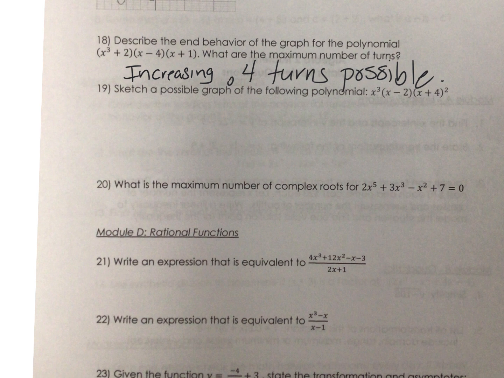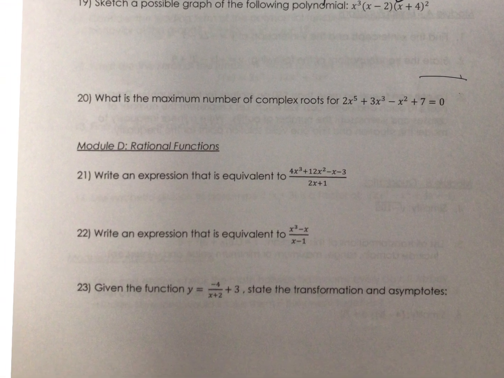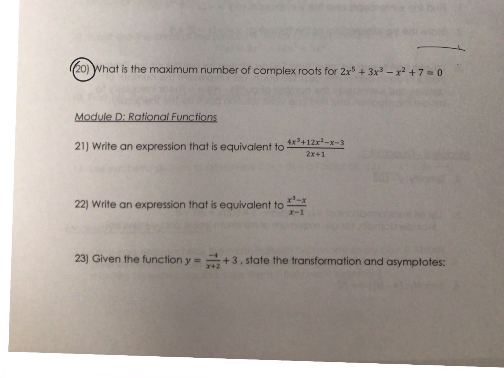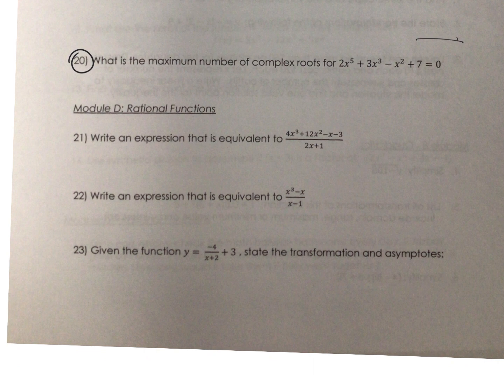All right, number 19, sketch a possible graph of the following polynomial. So we got x plus 4 squared. So that's going to be, this one I'm not sure about. X cubed, with the maximum number of complex roots. Again, these two I need you to do some work on. Write the expression that is equivalent, okay?